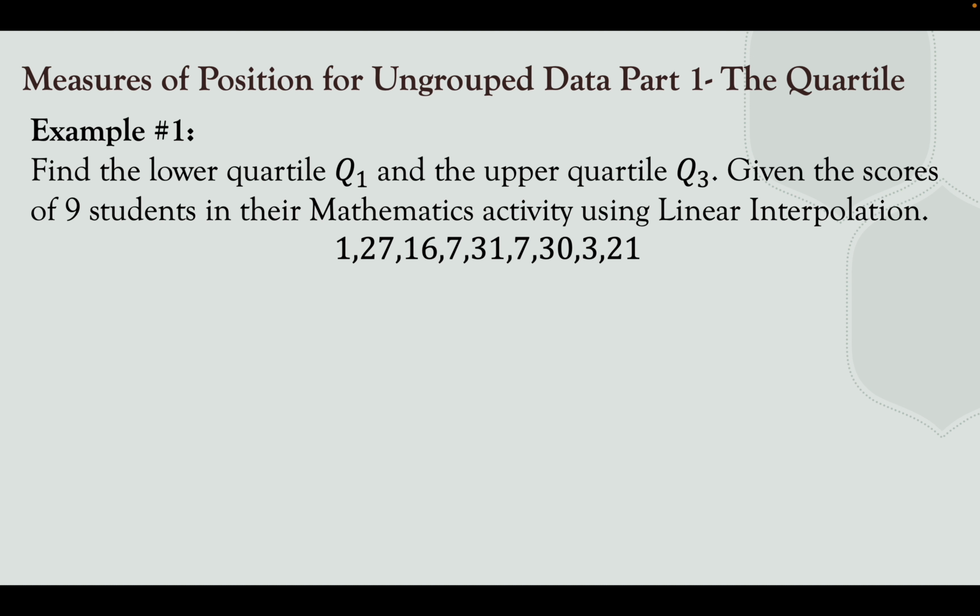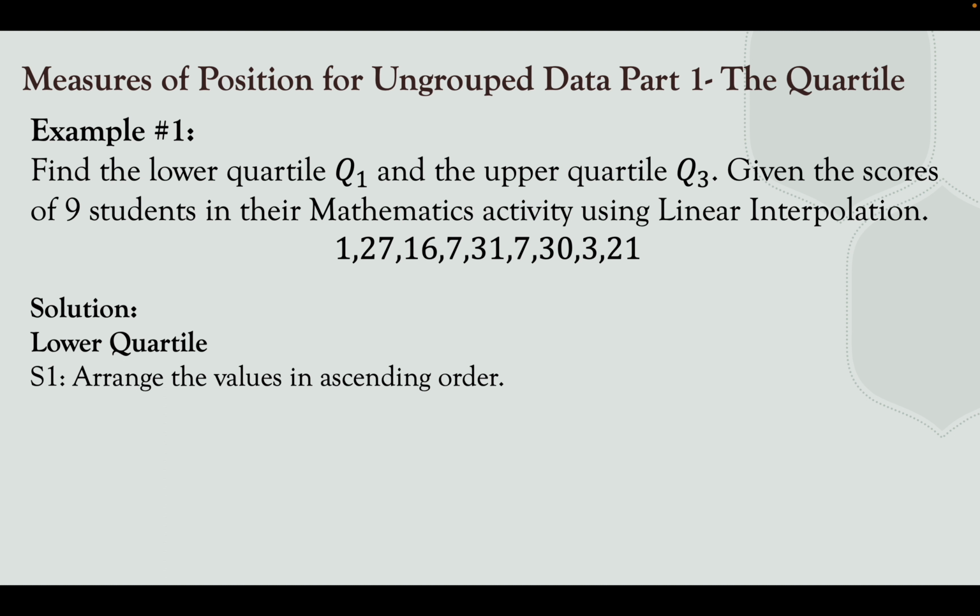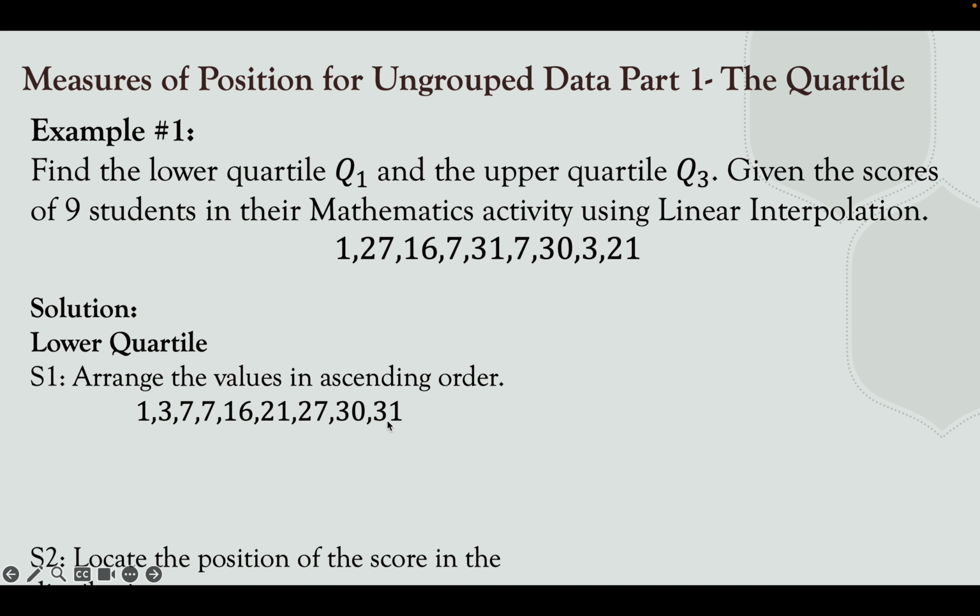For example number 1, we need to find the lower quartile and the upper quartile given the scores of 9 students in their mathematics activity using linear interpolation. Their results are 1, 27, 16, 7, 31, 7, 33, 21. So we need to find the lower quartile. First, we arrange the values in ascending order.